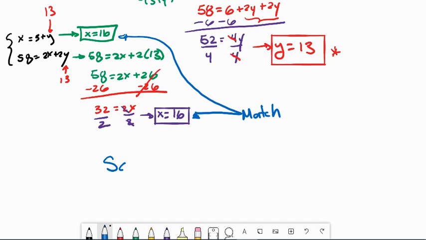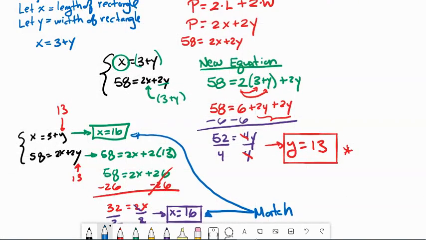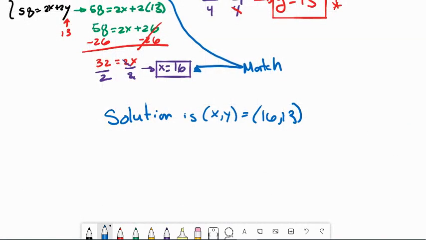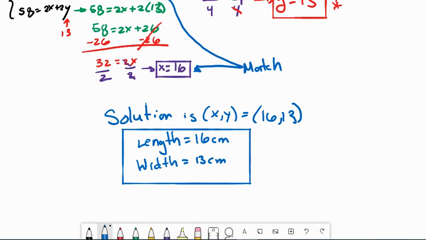So our solution is x comma y, which equals 16 comma 13. And if we go back up, we see that we said x is the length and y is the width. So length is equal to 16 centimeters. Width is equal to 13 centimeters. And those are the dimensions of our rectangle.